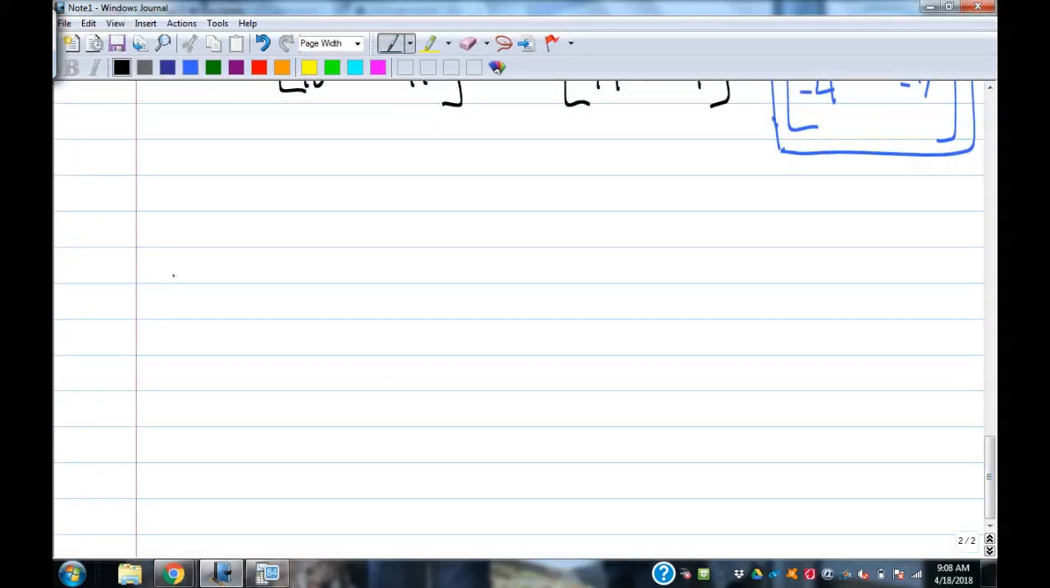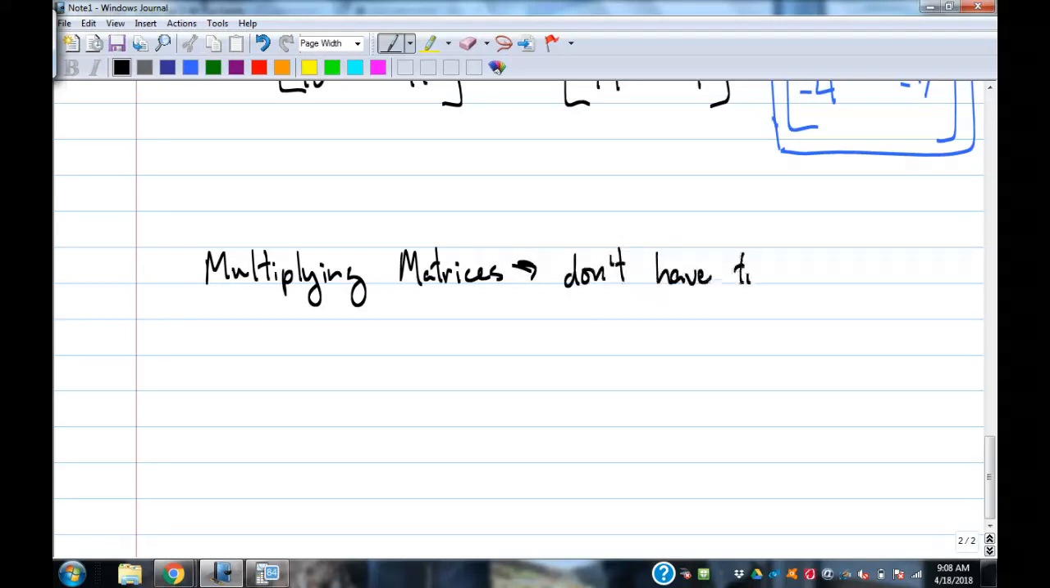That relates to the next thing, which is multiplying. Multiplying matrices, they don't have to be the same size. In fact, sometimes if they are the same size, you can't multiply them together.